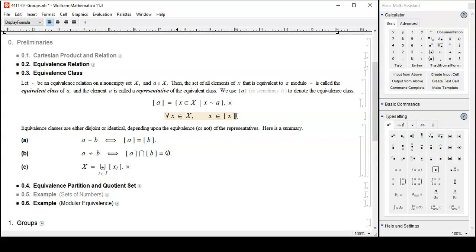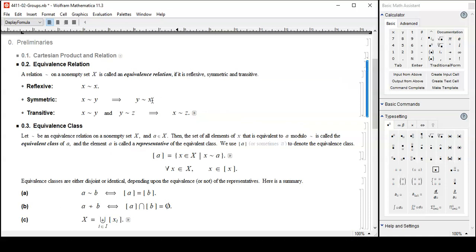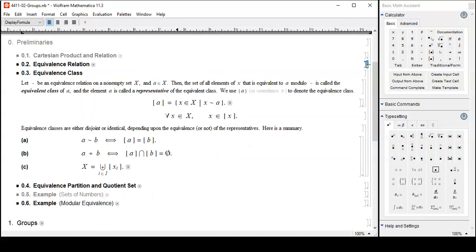Okay, that was related to reflexivity, but there are other properties too, symmetry, and the trickiest, the transitivity. Now, how do they translate to other expressions here? Well, here we go. If A and B are related, then the equivalence class of A and the equivalence class of B are the same. Now, if they are not related, then the classes are not only different, but also disjoint.